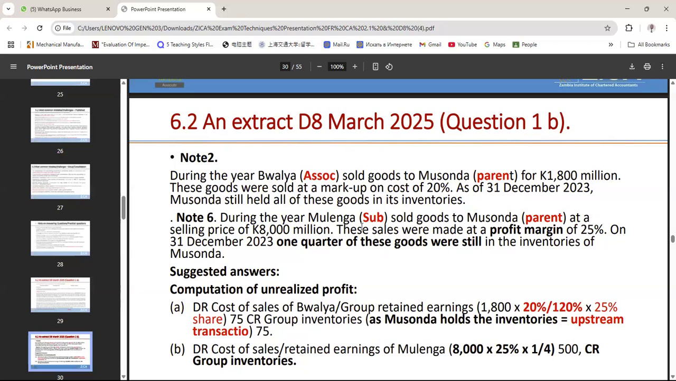Note 6: Mulenga, who was a subsidiary, sold goods to Musonda, who was a parent. The selling price was 8 million. Then the sales were made at a profit margin of 25%.